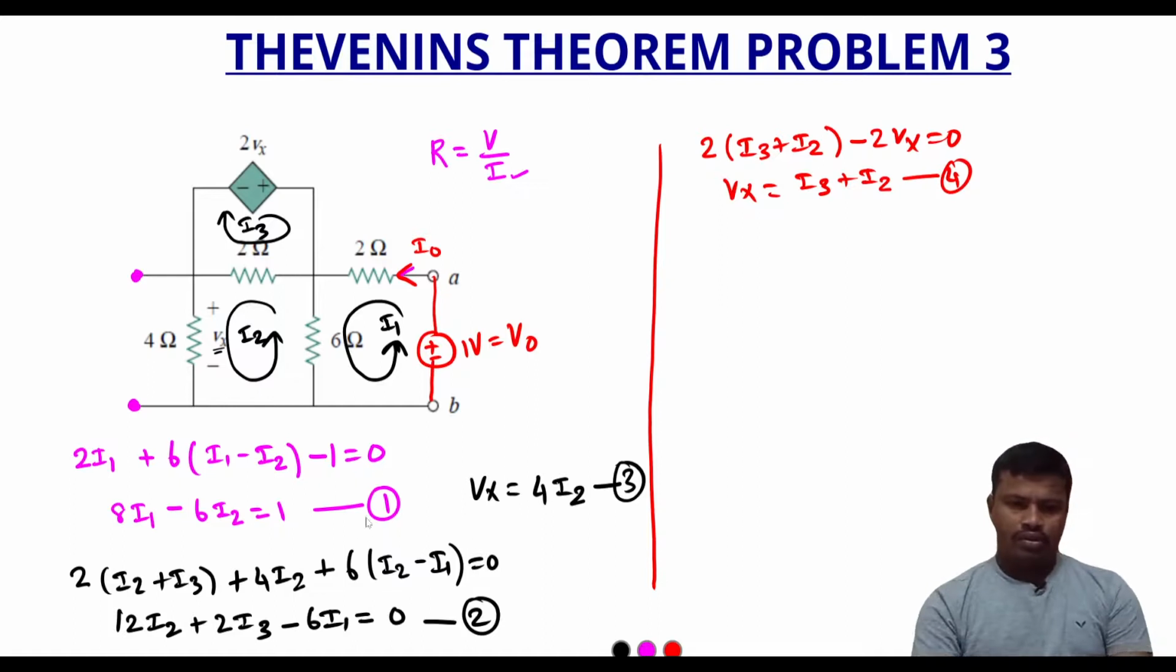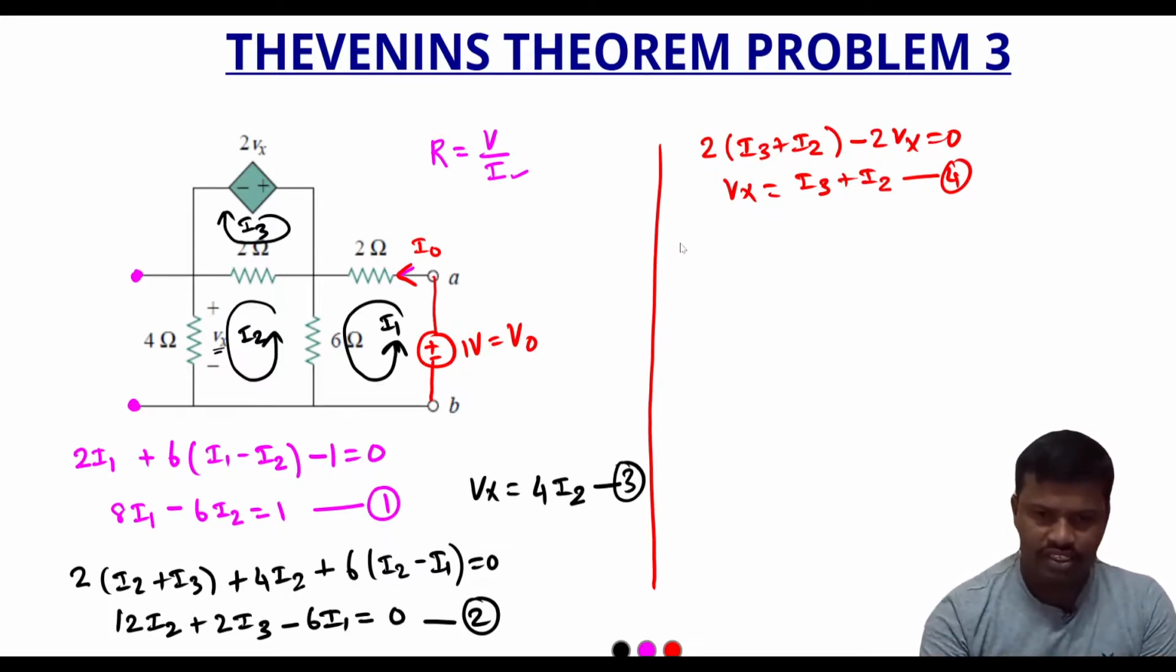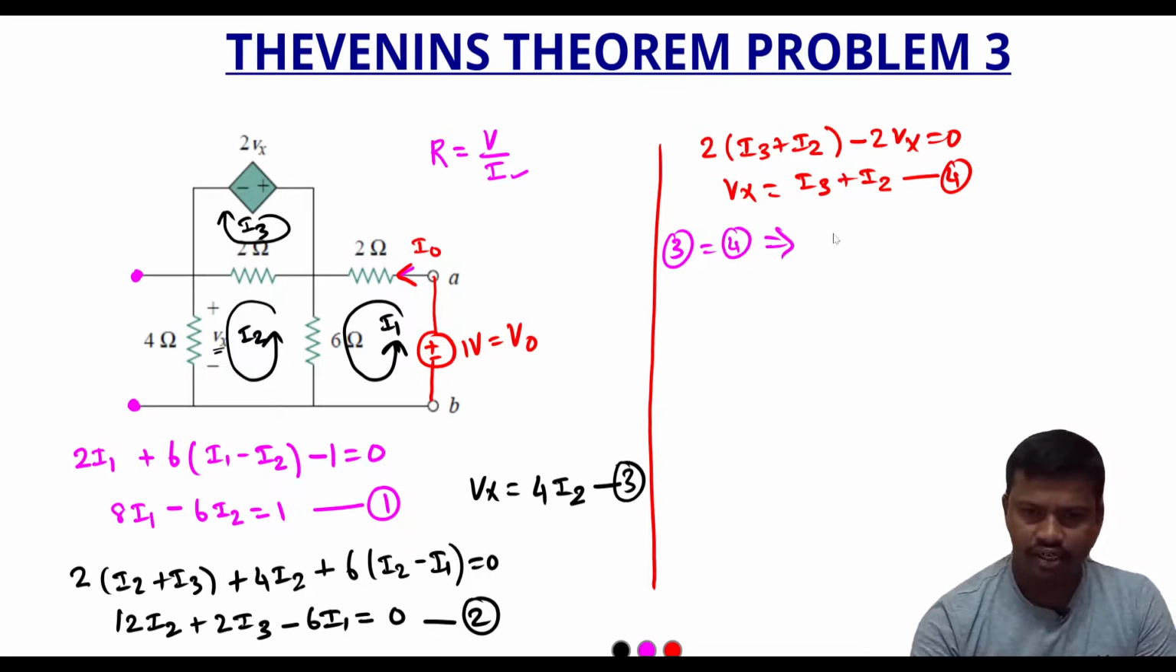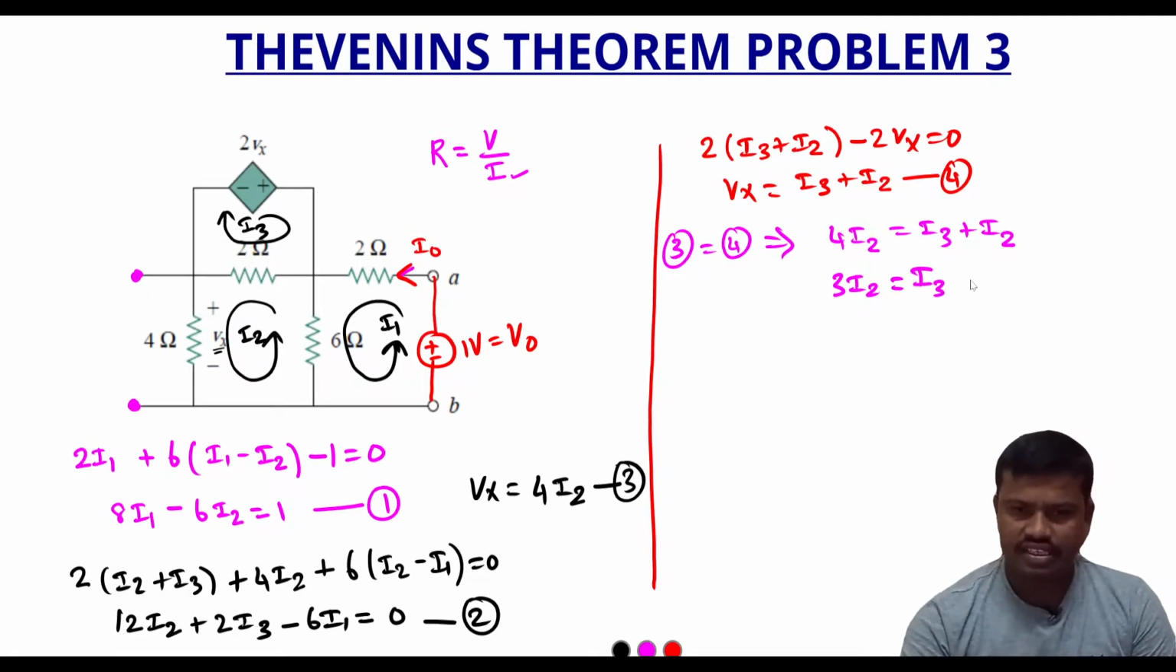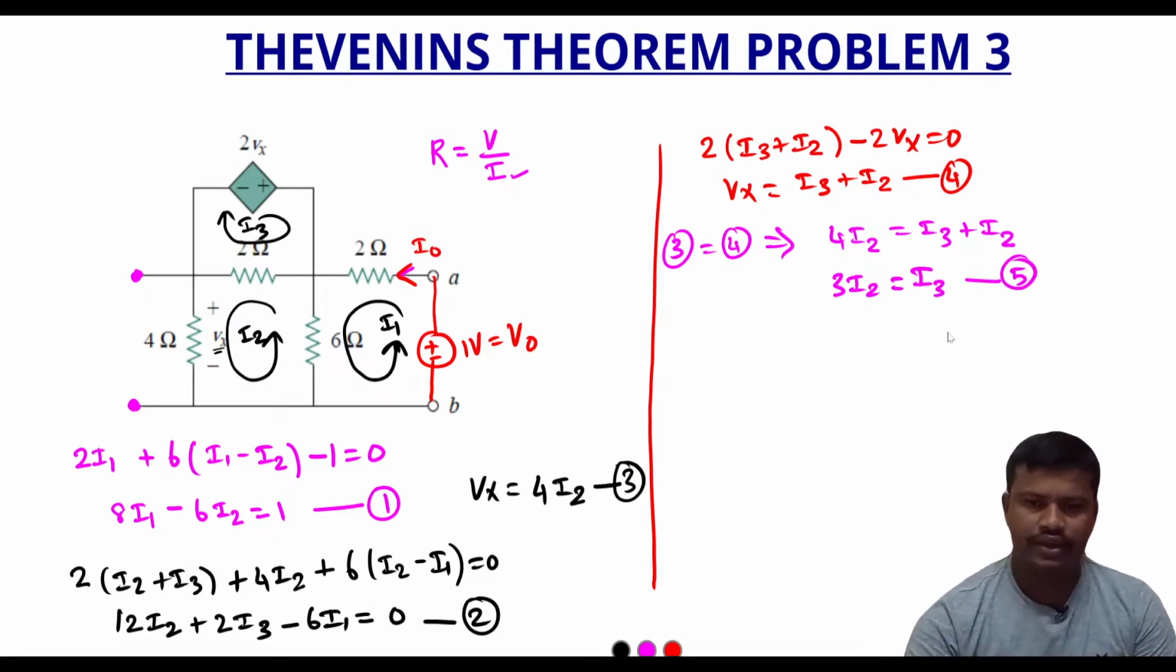Now we know equation number 3 is equal to equation number 4. So from this we can write 4I2 is equal to I3 plus I2, and 3I2 is equal to I3. Let us say this is equation number 5.